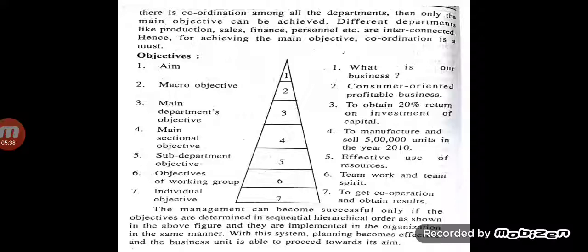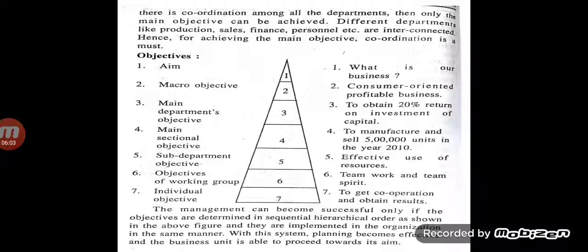So this is the example of how we are getting the fourth objective, the main sectional objective. In the fifth, the sub-department objective, like effective use of resources, efficient use of machineries, employees, etc. are part of the effective use of resources. So these types of points give the answer related to the sub-department's objective.